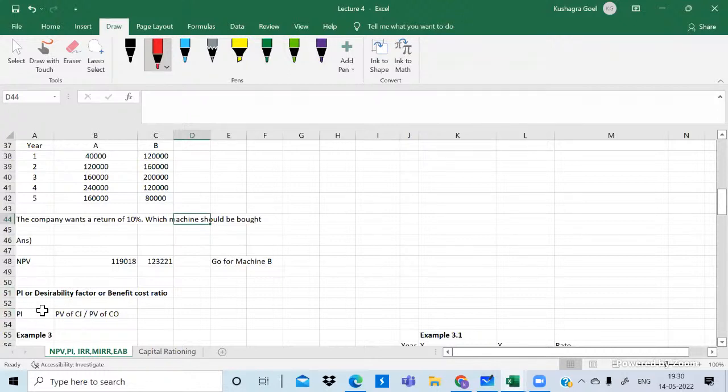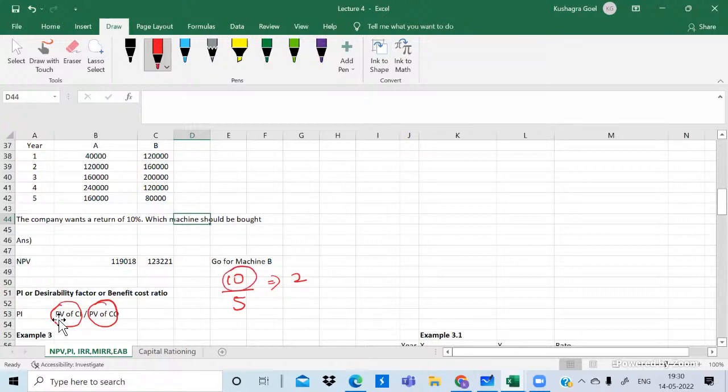Now, what is profitability index? Profitability index is nothing but present value of cash inflows divided by present value of cash outflows. That's how you calculate your profitability index. Let's take an example. Let's say I do the calculation and I get my present value of cash inflows and my present value of cash outflows. Let's say the numerator is 10, the denominator is 5, and I get a profitability index of 2. What does it mean? It means for every 1 rupee that I'm investing, I'll generate 2 rupees as inflow.